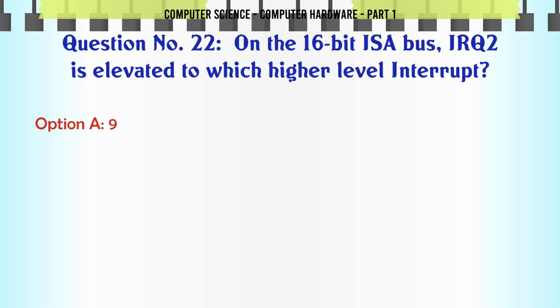On the 16-bit ISA bus, IRQ2 is elevated to which higher level interrupt? A. 9. B. 11. C. 13. D. 15. The correct answer is 9.